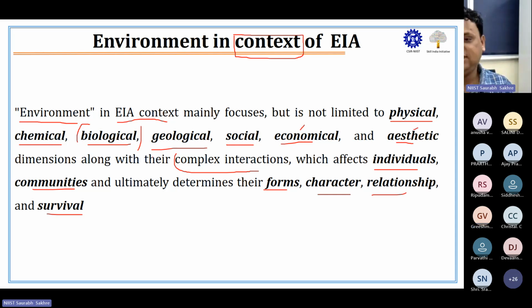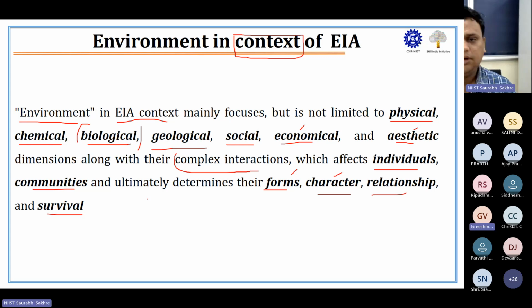And their interaction and their effect on the individual, like you, your family, then the bigger community, and the interaction of this only determines what will be the forms, character, relationship and survival of those communities. So you have to keep in mind that when I say environment in the EIA context, it has a whole different meaning, which I have just shared with you.